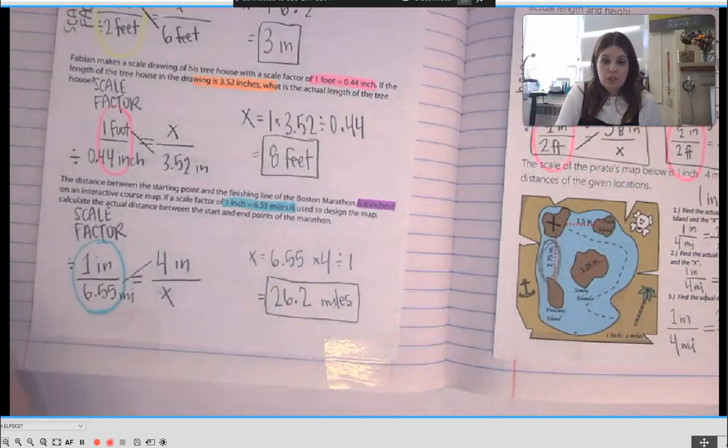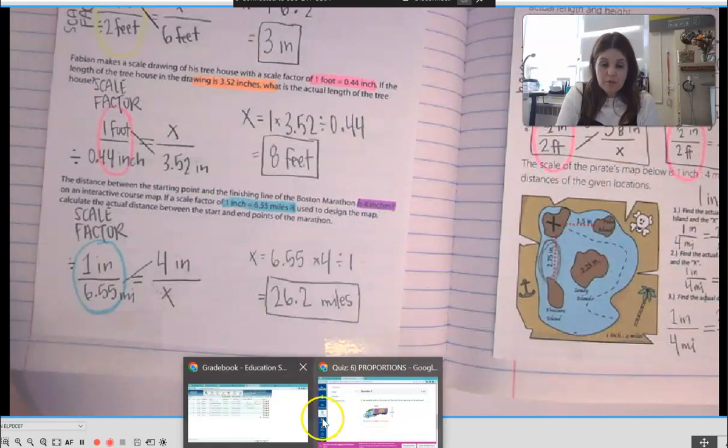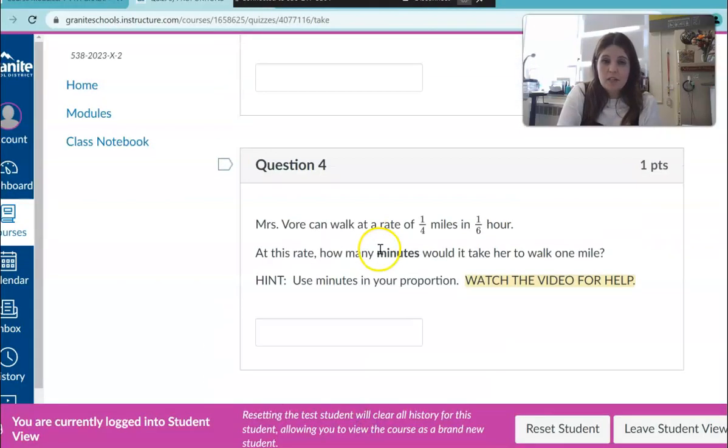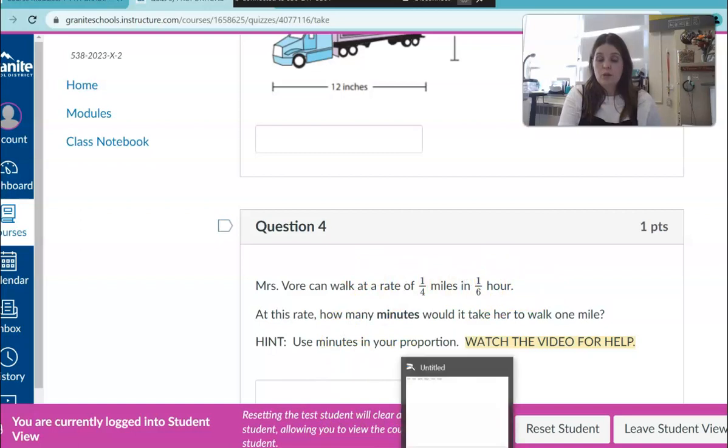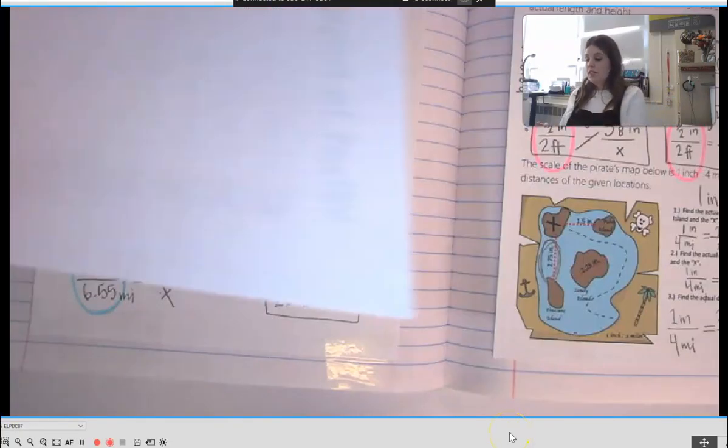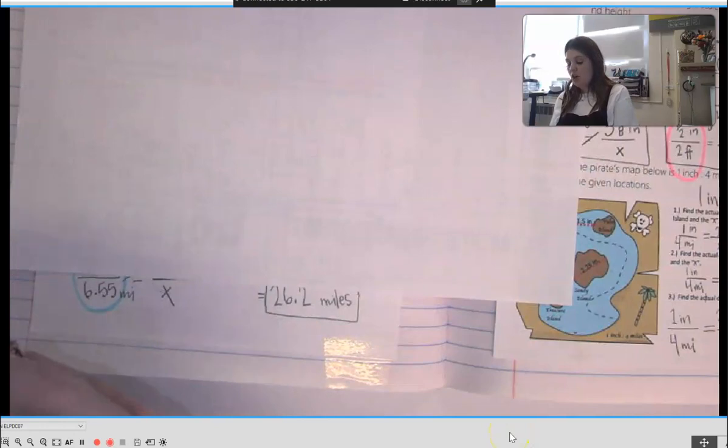This last question is really quite challenging. So the last question says, I can walk at a rate of 1/4 mile in 1/6 of an hour. At this rate, how many minutes will it take me to walk a mile? So this is the issue here. They want me to find out how many minutes it's going to take me when really they give me the information in hours. So I'm going to change this up a little bit but use numbers that are the same. And then once again, you can use my setup to solve the problem.